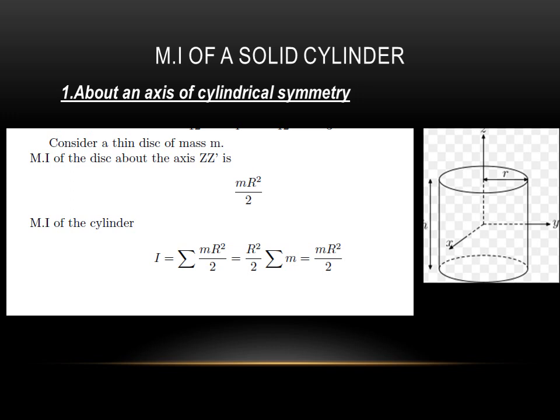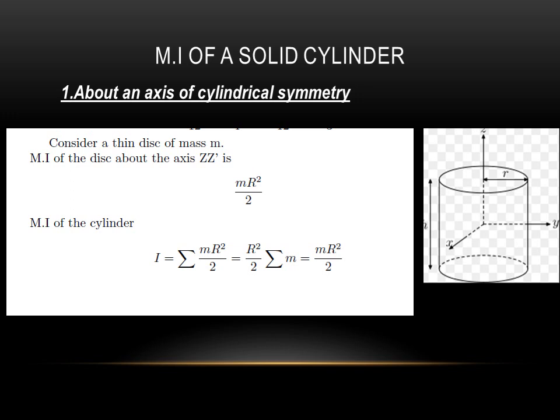So here what we do is we will consider a circular disk like this. We can assume that the total cylinder consists of a large number of such circular disks. So I consider one such disk, having a mass small m. The moment of inertia about an axis which is perpendicular to its plane is given by mr square by 2. So if we want to calculate the moment of inertia of the cylinder, we need to do the summation for all such circular disks.